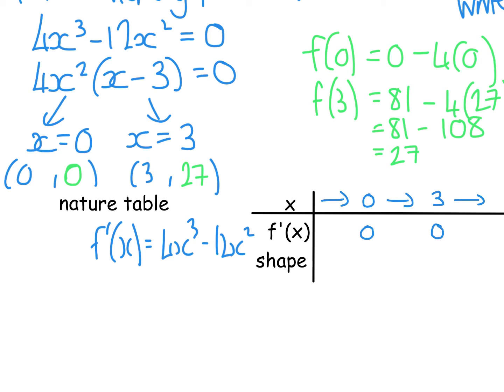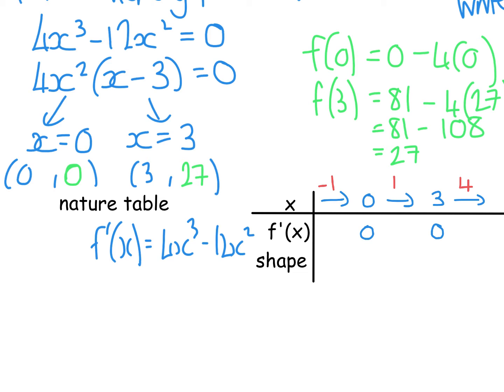So what we do now is we pick numbers before 0, between 0 and 3, and after 3. So I'm going to just pick my numbers first of all. A number before 0, let's go with minus 1. Between 0 and 3, I'll just use 1 because that's a really easy number to sub in. And after 3, I will go with the number 4. And when I get to that, I might talk about a different option I can use.